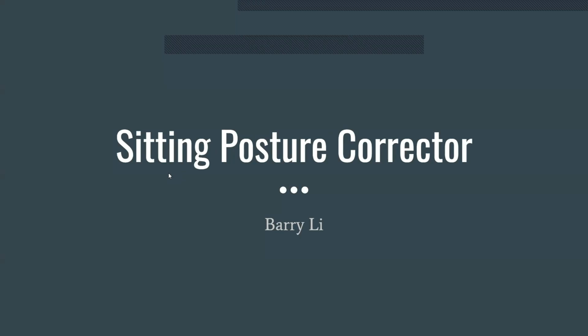For me, my project is called a sitting posture tracker. It's an application that uses an algorithm to detect whether a person is sitting correctly or not. It's about just using a camera and taking a picture of the computer user, and seeing if they are sitting correctly or not.